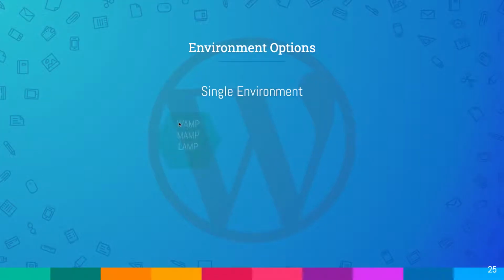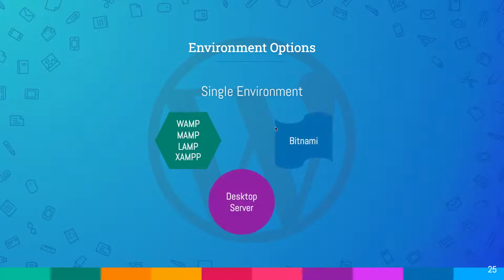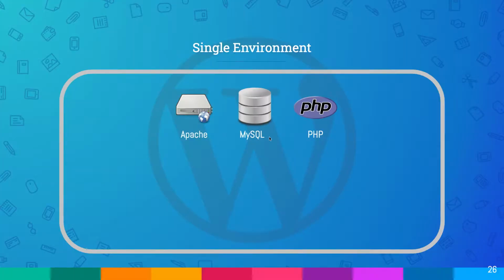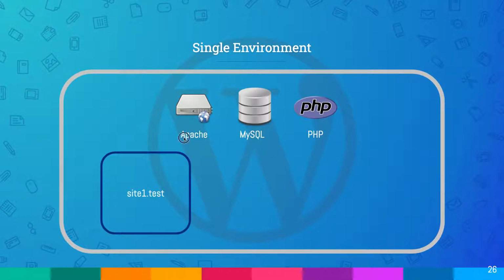Some of these programs like WAMP, MAMP, and LAMP are operating system specific. WAMP works on Windows, MAMP works on Mac, LAMP works on Linux, for example. Others are cross-platform programs like XAMPP, Bitnami, and Desktop Server. But the installation of any of these programs will create a single environment under which you can build multiple sites. Each site created in this type of environment will use the same installation and version of Apache, MySQL, and PHP.